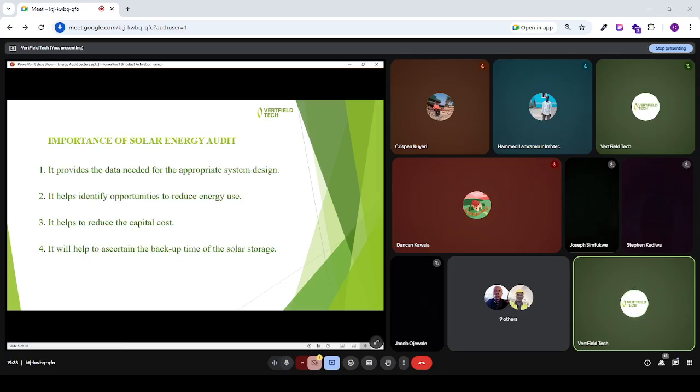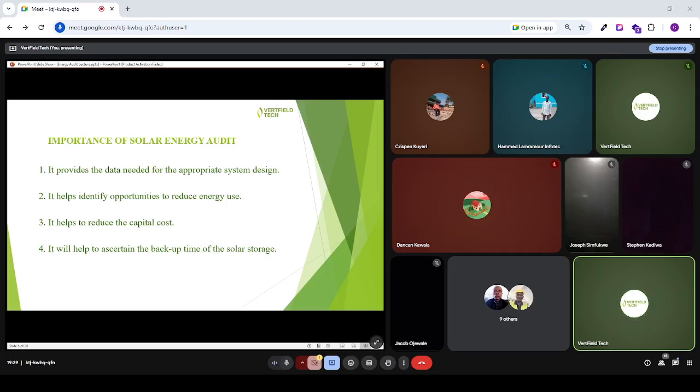Now, this is just a few notes on the importance of solar energy audit. It provides you the data needed for the appropriate system design, helps you identify opportunities to reduce energy use, helps you to reduce the capital cost, and helps you ascertain the backup time for the solar storage. This is self-explanatory, and you also have some other advantages, importance, and disadvantages of energy audit in our training manual.